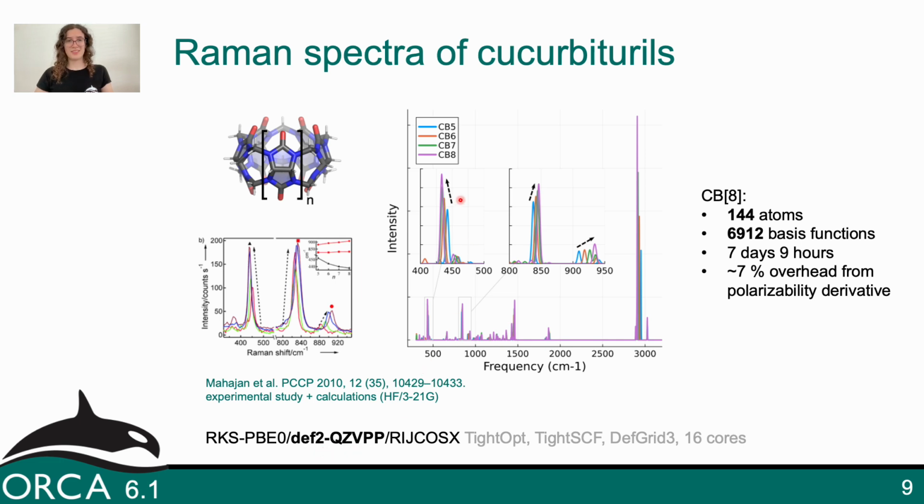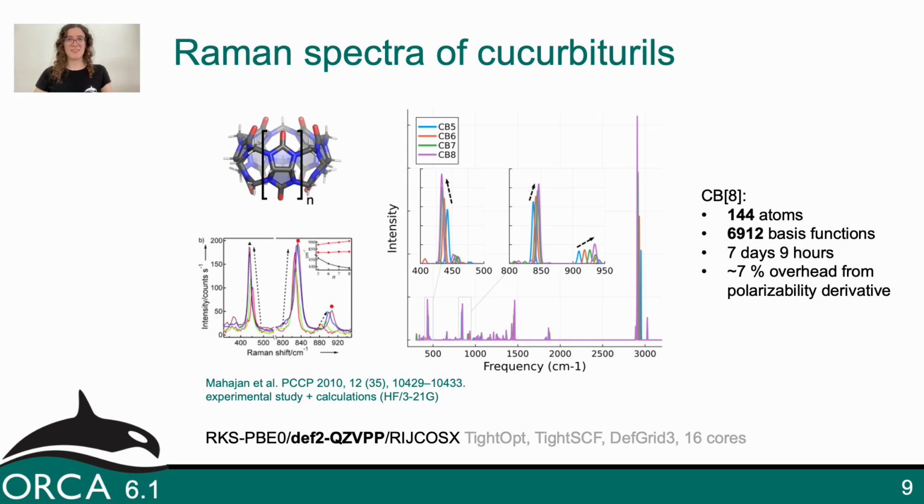And first of all, a nice thing is that I've seen the same systematic trends, but this is more for demonstrating the program capabilities. The largest cucurbituril has 144 atoms, and with def2-QZVPP that was near 7,000 basis functions. I think it's a good success that this is already a big calculation, and doing the polarizability derivative and the Raman spectrum on top of just doing the Hessian introduced only about 7% overhead.